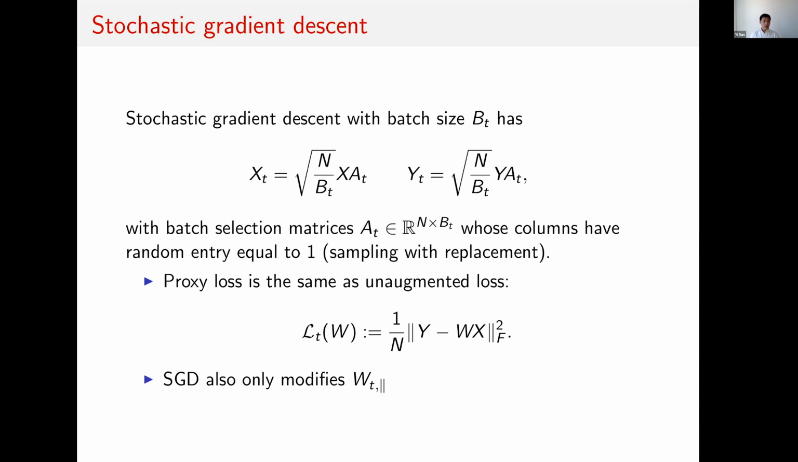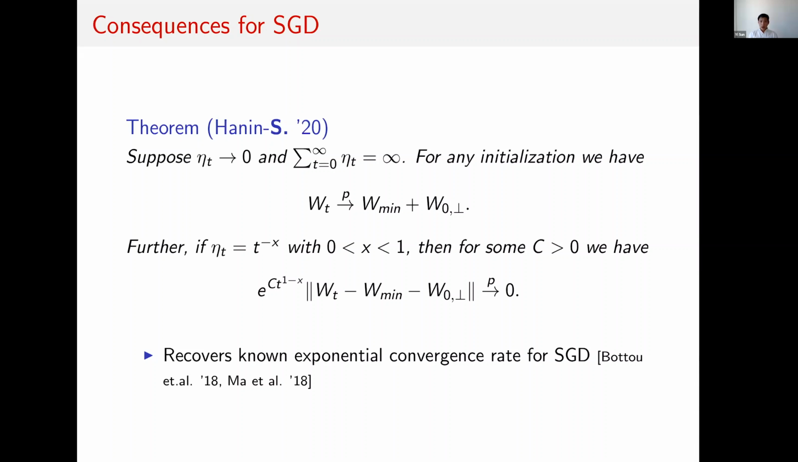In this setting, the proxy loss is the same as the unaugmented loss. And we also find that SGD only modifies the weights in the parallel direction. So specializing our general result to this case shows the following. Suppose our learning rate converges to 0 and its sum diverges. Then, as expected, for any initialization, we converge to the minimum norm optimizer plus the original orthogonal component. That's the same as for gradient descent.